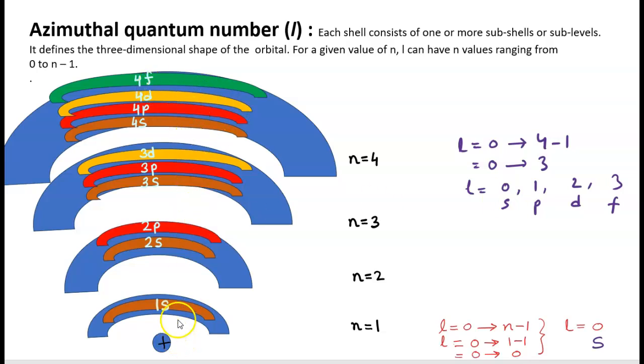So you can see that the number of subshells depends upon the principal quantum number. If the principal quantum number is 1, the number of subshells is also 1. If the principal quantum number is 2, the number of subshells is also 2. In the same way, if the principal quantum number is 4, the subshells are also 4.